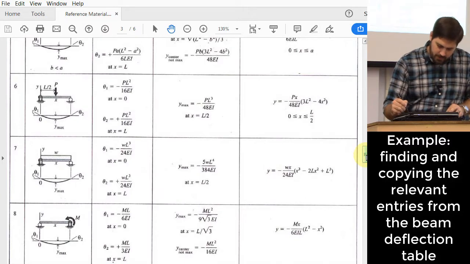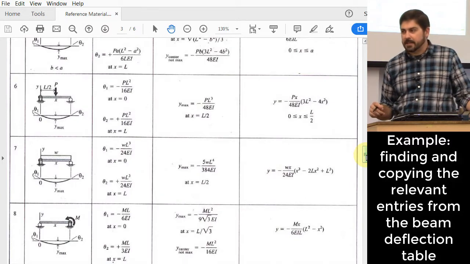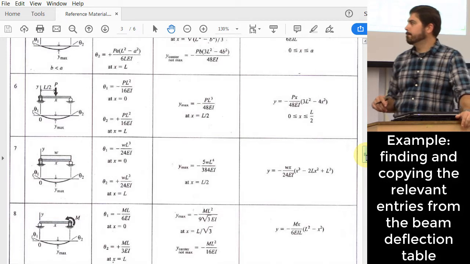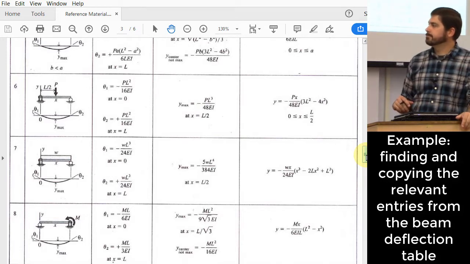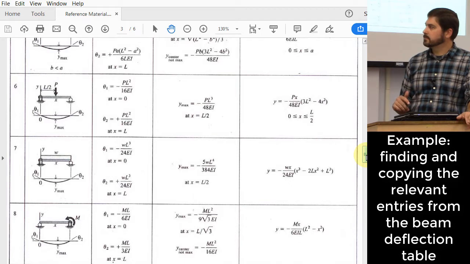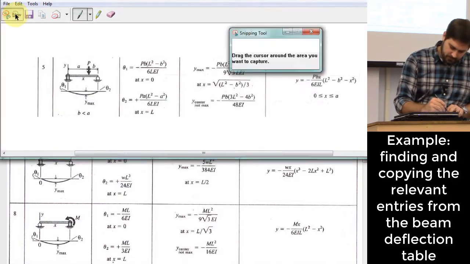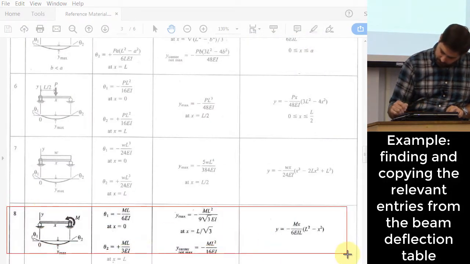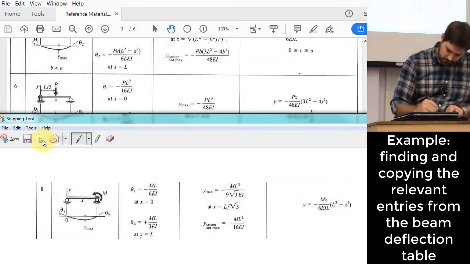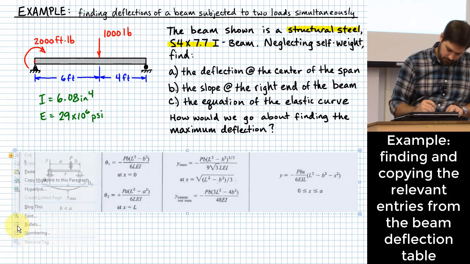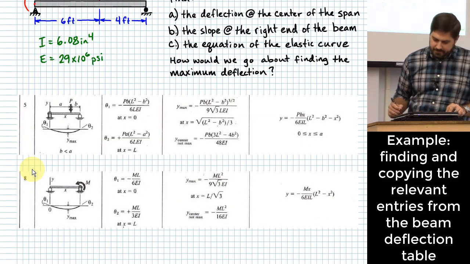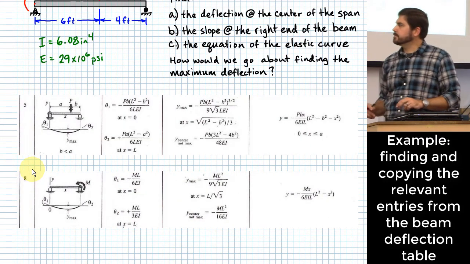Uh-oh. We don't have one where there's a moment at the left end of the beam. So what do I need to do? Case 8's the closest I've got. So let's think about grabbing case 8 and see if we can modify it for our purposes.